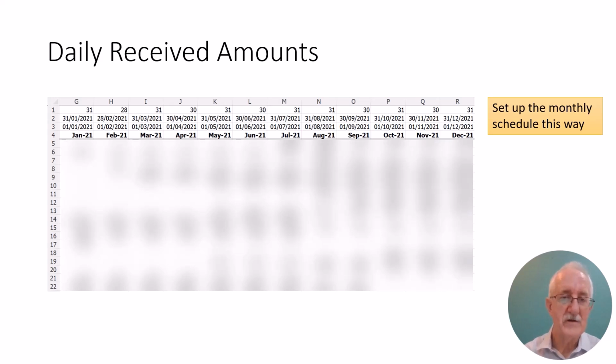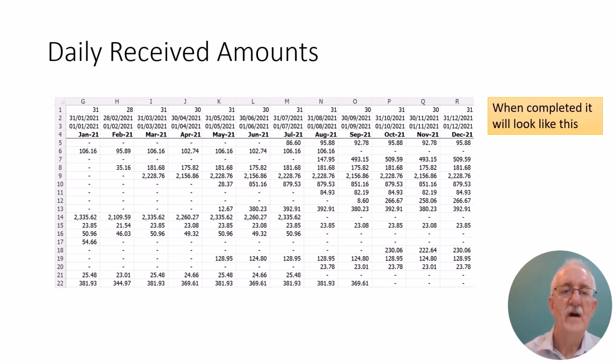To help with that, to the right-hand side of that initial schedule, we've got month by month, January to December, and then I've nominated the opening date, the closing date, so the 1st of January to the 31st of January, and then the number of days in the month in 2021. And when I've completed it, it looks like that.